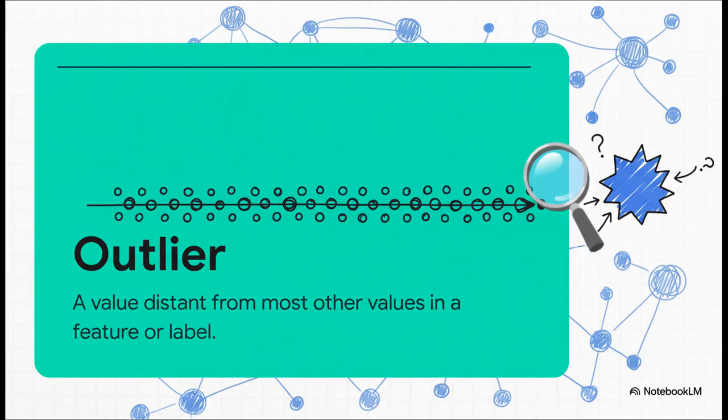And one of the first things we're hunting for are these little troublemakers, outliers. An outlier is just a value that's way, way different from everything else. Think about a data set of people's ages, and suddenly you see an entry for 200 years old. Yeah, that's an outlier. And these things can seriously mess up a model, so finding them early is absolutely critical.